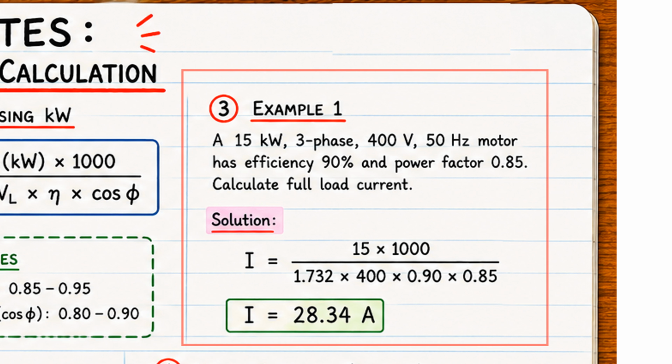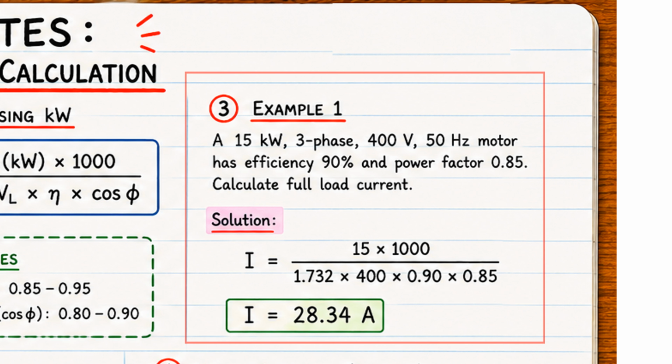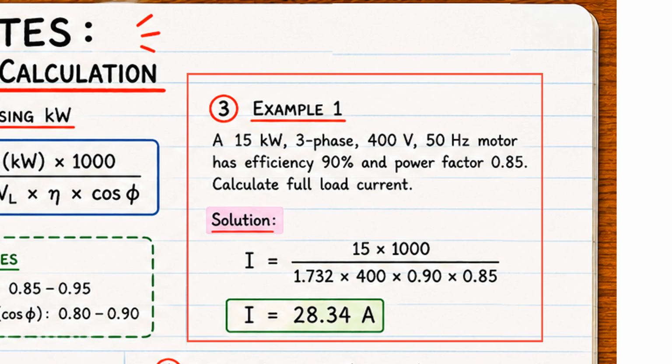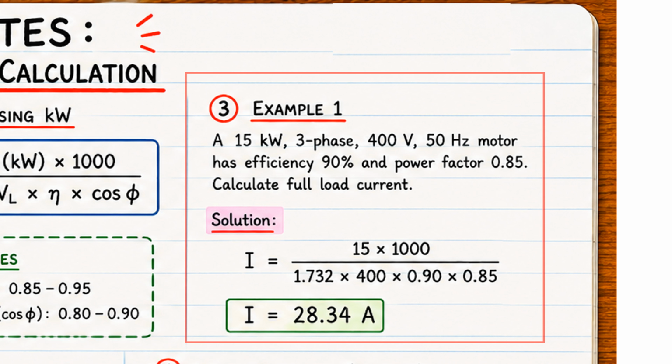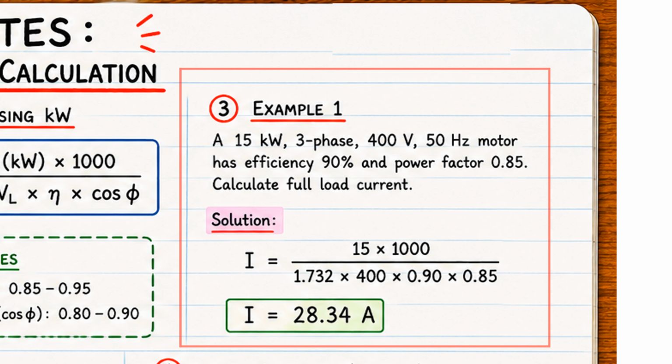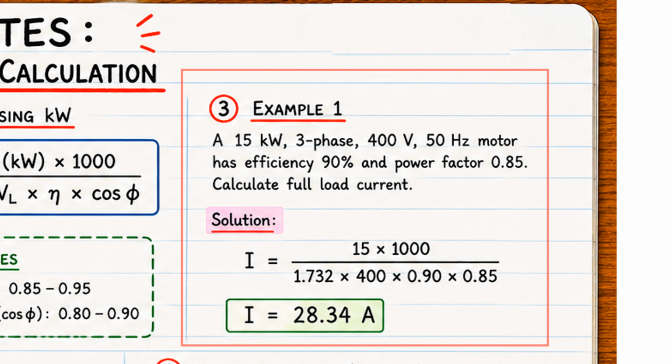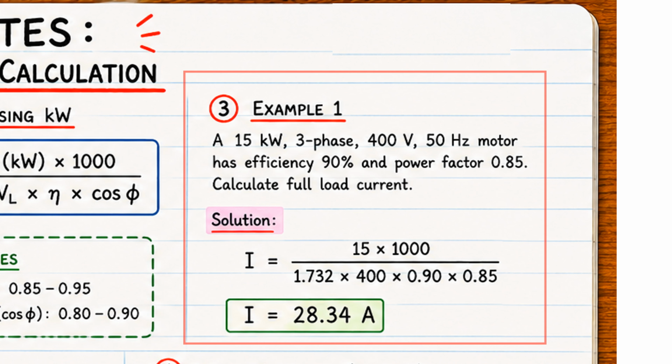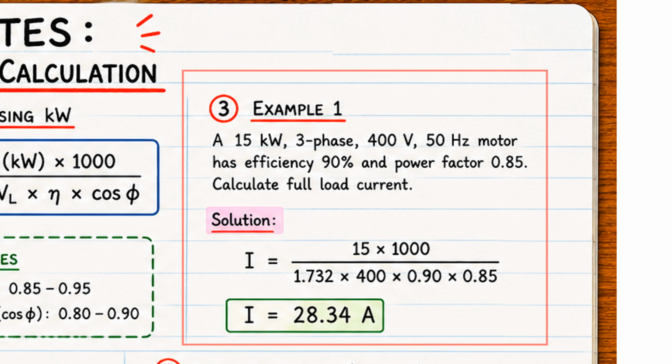Thermal overload relay, or bimetal. The overload relay should be set to the motor's rated current, which is 28.34 amperes. Select a range such as 25 to 35 amperes, and then set it to around 28 amperes. This device protects the motor against overload conditions.